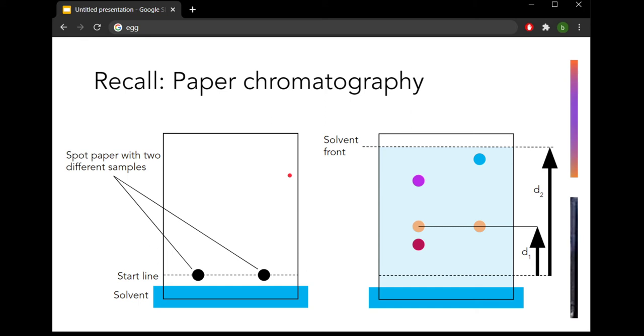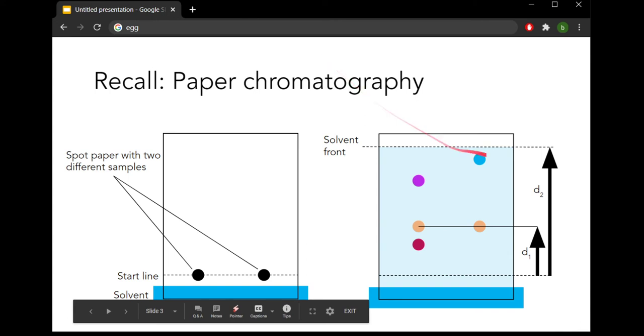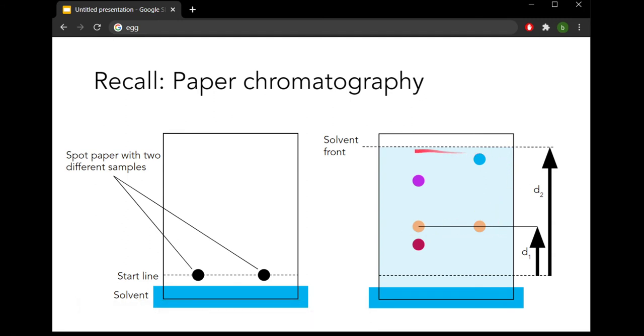We dip the piece of paper inside some solvent like water, and then we see these beautiful colors get separated over here on the right. Certain colors travel different distances. For example, this peach color travels D1, and the solvent, which is water, travels D2. The distance the solvent travels, we call it the solvent front, yeah?